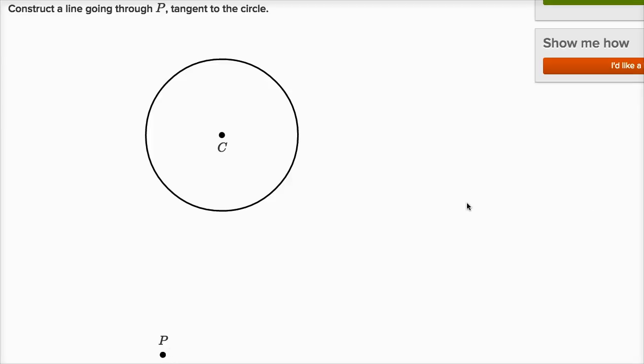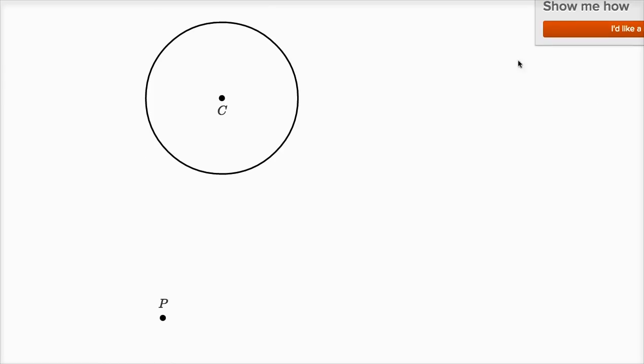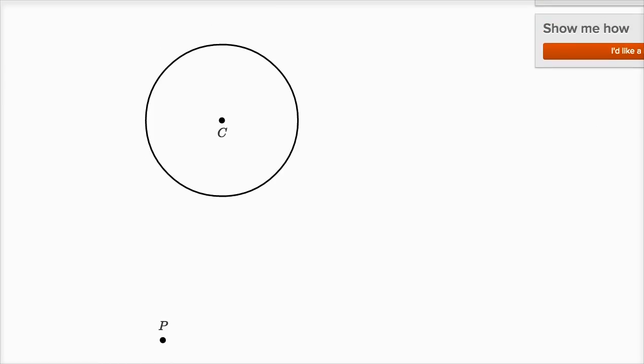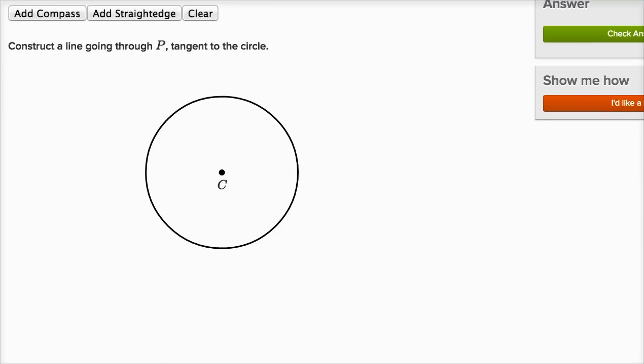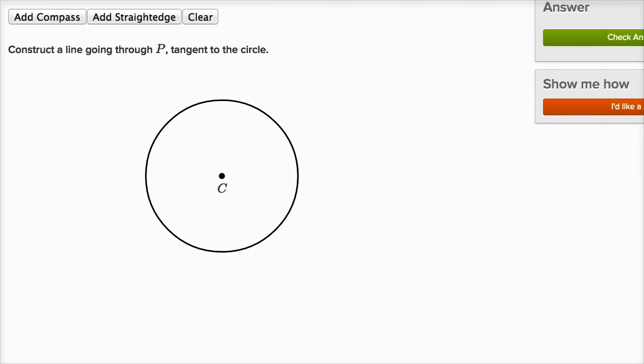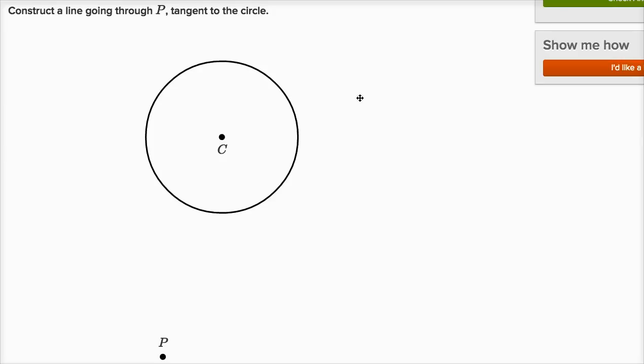So we want to draw something like, and actually let me get my straight edge out. So my straight edge, and I have my controls up here. This is on the Khan Academy exercise, constructing a line tangent to a circle. So I have that up there. So let me add the straight edge. Once again, you could try to eyeball it. We're going to go through P. You want to be tangent to the circle. So hey, yeah, maybe something like that.